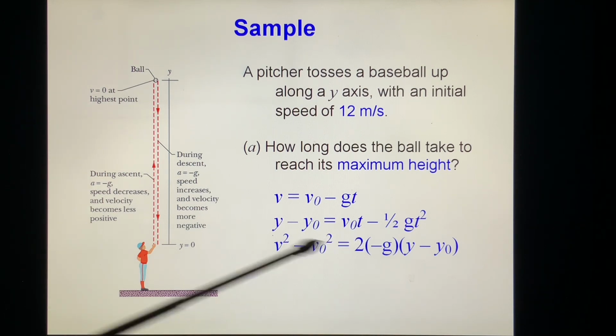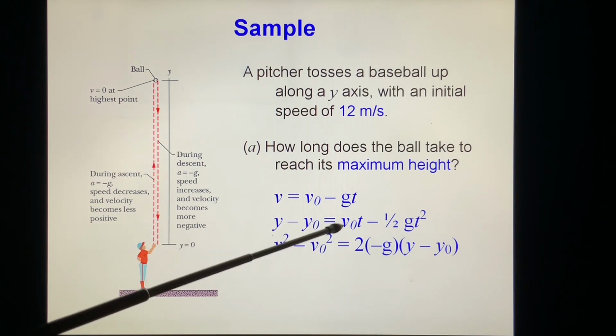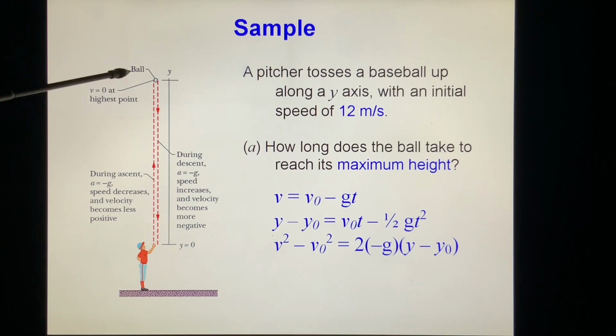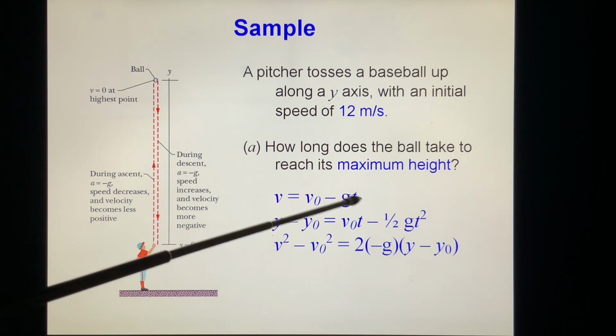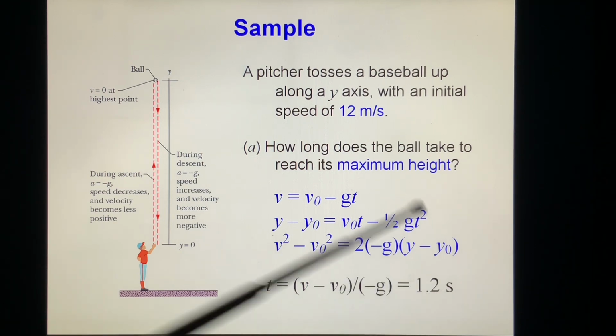In this one we see, what do we know? We know the initial speed, v0. And we know that at the top, v is 0. So this one, no. So we can find the t. We take this formula, the easy one. So t equals v minus v0 over minus g. We get 1.2 seconds.